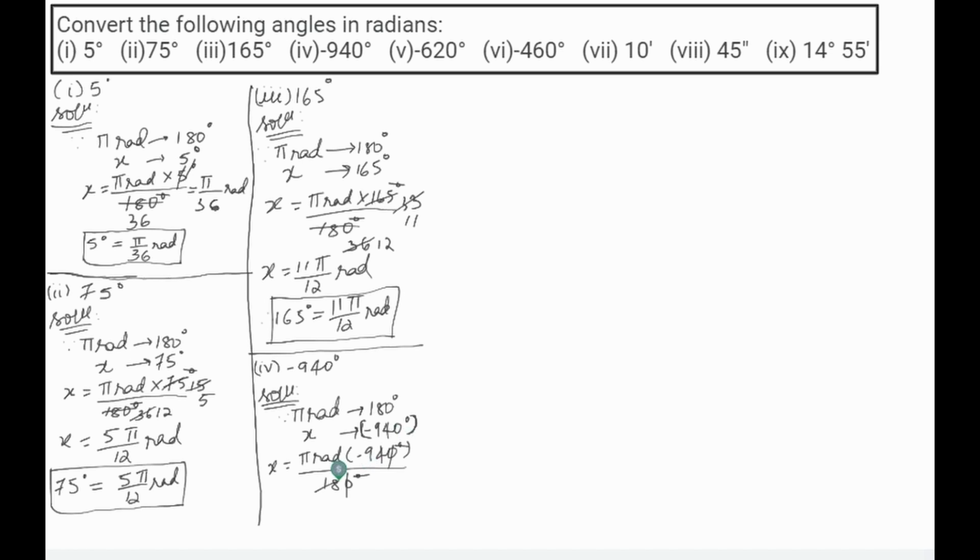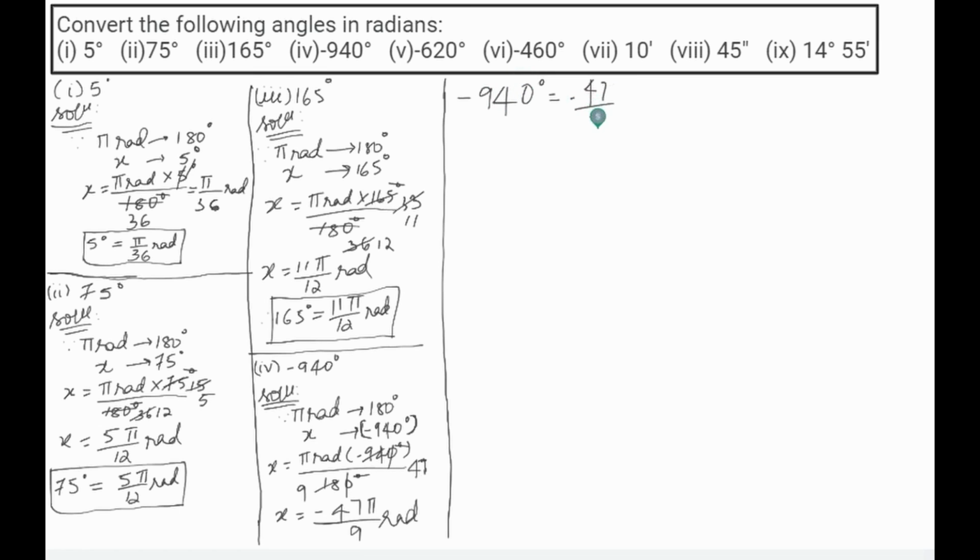9 into 2 is 18, and 2 into 47 is 94. So we have minus 47 pi by 9 radians. Minus 940 degrees in radians is equal to minus 47 pi by 9 radians.